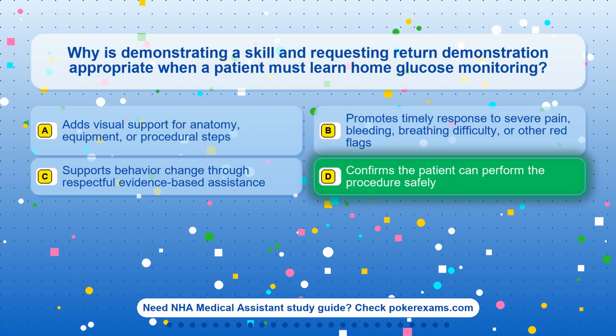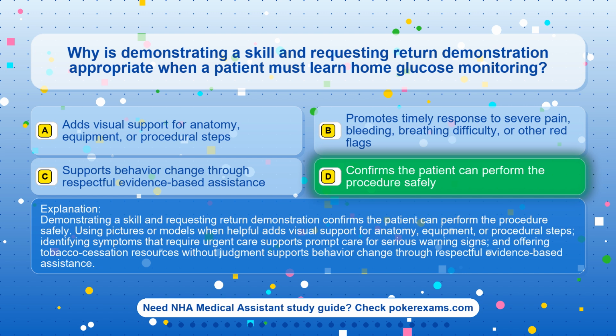The correct answer is option D. Confirms the patient can perform the procedure safely. Demonstrating a skill and requesting return demonstration confirms the patient can perform the procedure safely. Using pictures or models when helpful adds visual support for anatomy, equipment, or procedural steps. Identifying symptoms that require urgent care supports prompt care for serious warning signs, and offering tobacco-cessation resources without judgment supports behavior change through respectful evidence-based assistance.